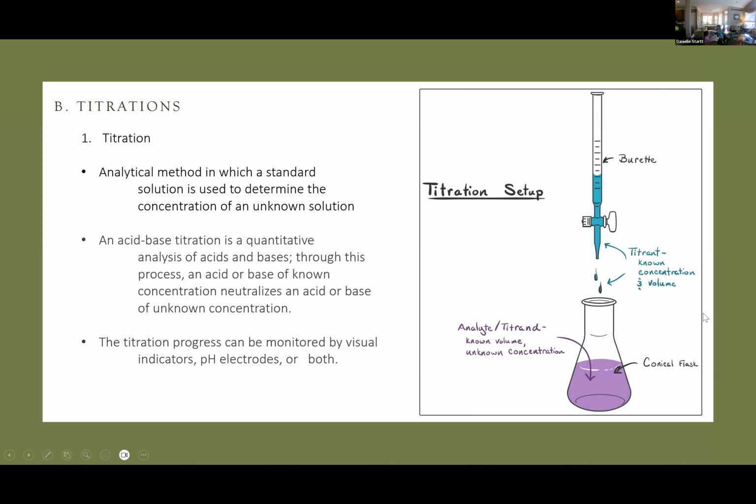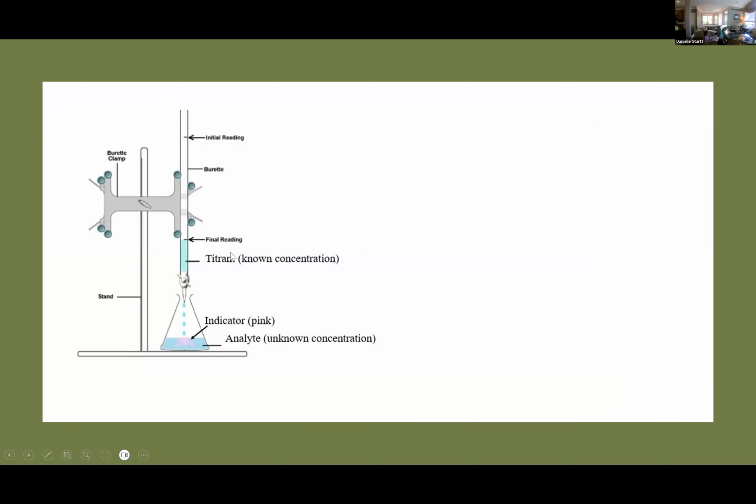So the titration process can be monitored by visual indicators, pH electrodes, or both. So what do we mean by quantitative? We mean we can find this exact volume added to this exact volume to neutralize, which we can tell by pH electrode or by an indicator. And then we can do some math and it will help us find out the exact concentration of our unknown analyte. So again, it shows you here, your titrant is your known concentration, your analyte is an unknown concentration. In this case, your indicator turns pink. Do you remember last week when you added one drop from your dropper, there would be pink for a second and then it would go away as you swirled it around?